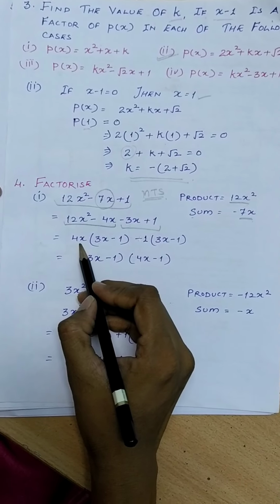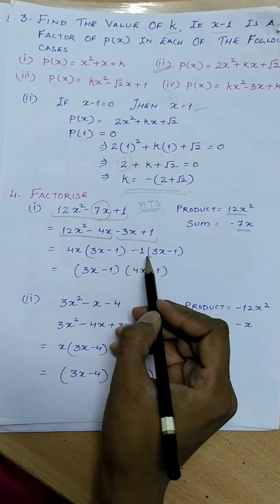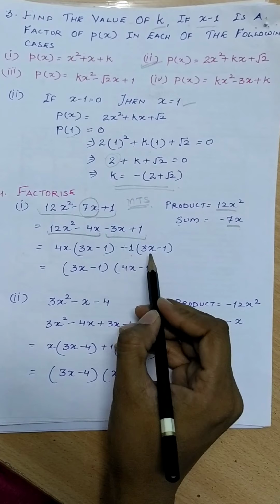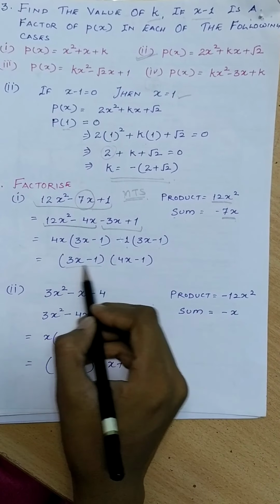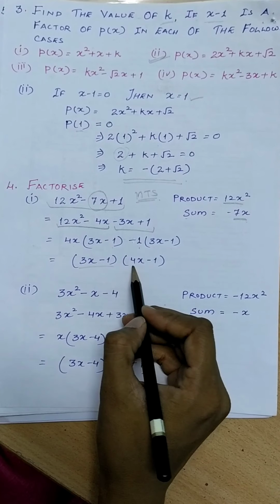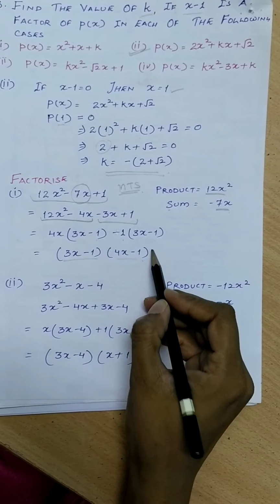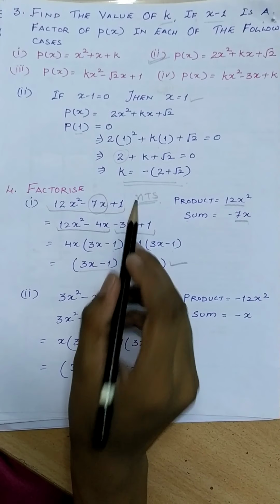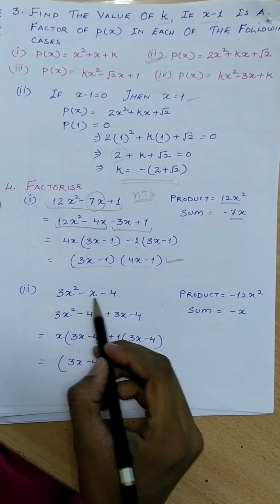So 4x is common here, so 3x minus 1 will come, and here nothing is common, so we'll take minus 1. So 3x minus 1 again in the second bracket. So 3x minus 1 is common again, and the remaining thing will come in the second bracket. So 3x minus 1 and 4x minus 1 are the factors of this given question. Okay. Now the second part is 3x square minus x minus 4.